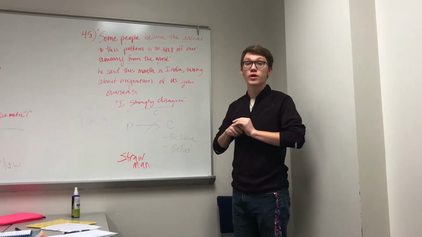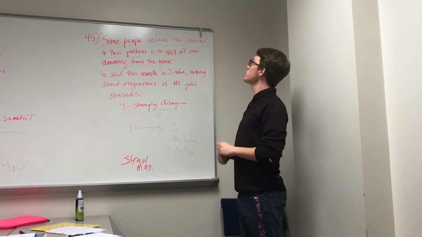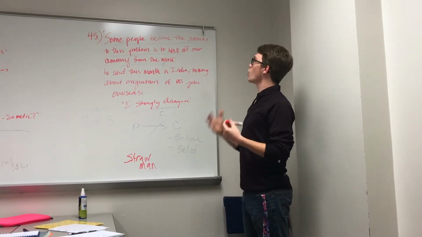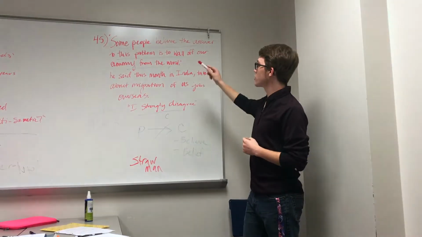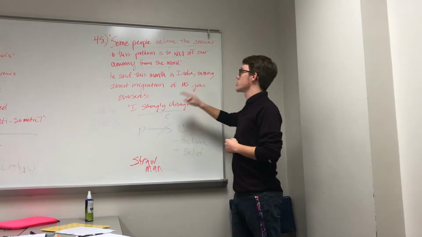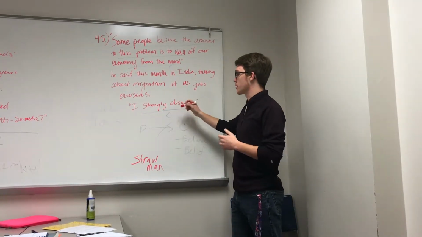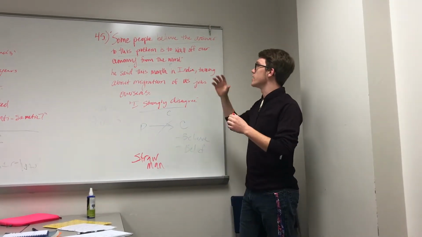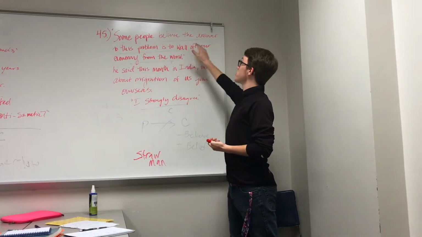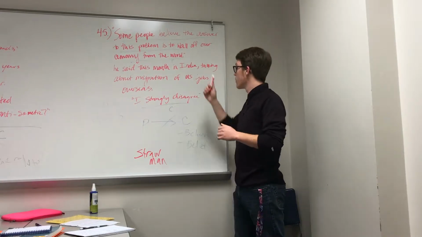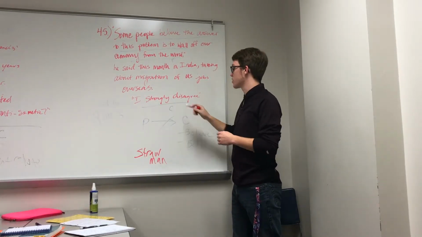And the final portion is our problem sets. So number 45, some people believe the answer to this problem is to wall off our economy from the world. He said this month in India, talking about migration of US jobs overseas, I strongly disagree. So first we have to break this down into its premise and its conclusion. The premise is the some people believe beginning portion, and the conclusion is that I strongly disagree.